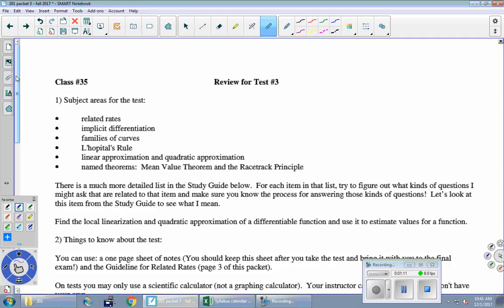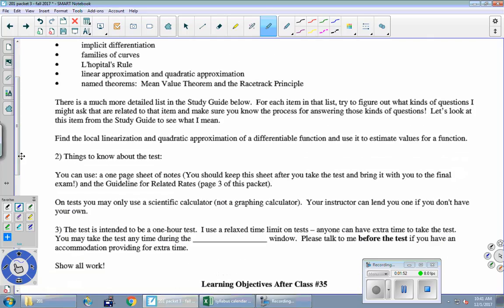Okay, a very broad overview here on the next page. Subject areas for the test: related rates, implicit differentiation, families of curves, L'Hopital's rule, linear and quadratic approximations, and then 2 named theorems, the mean value theorem and the racetrack principle. It's a pretty short list, but the fact is several of those topics are among the hardest of the entire semester, and that's what happens near the end of Calc 1. It used to be that optimization problems were also put here, and this is why Caitlin and I decided to change things and sprinkle the optimization throughout, try to relieve the difficulty at this test. There is a much more detailed list in the study guide. It's on the next page.